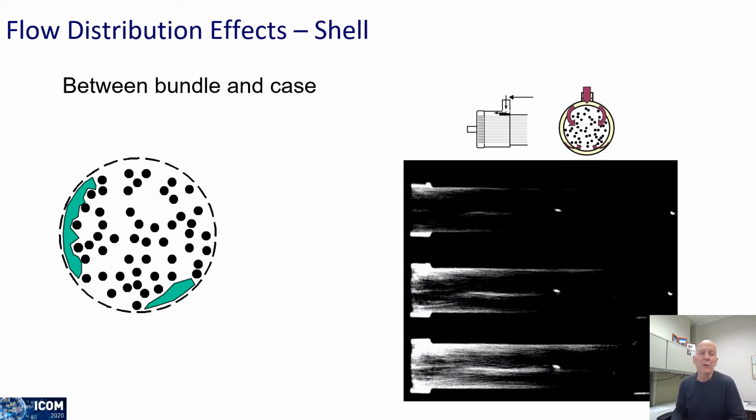Among the factors that are associated with flow distribution effects in the shell, we're going to focus on a potential impact of a gap between the fiber bundle and the case. What's illustrated over here on the left is a randomly packed fiber bundle within a circular case. What you can see in these green regions that are highlighted here is that there are gaps that exist between the fiber bundle and the case. The question is, what is the impact of these regions on performance?